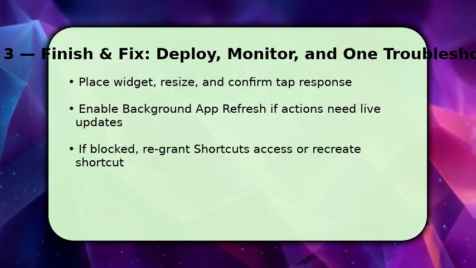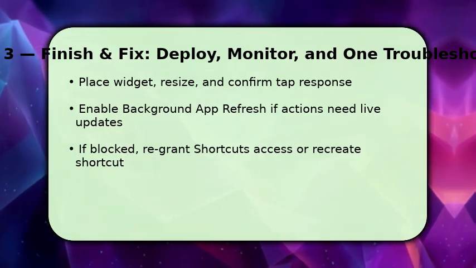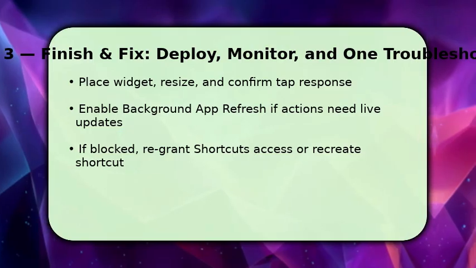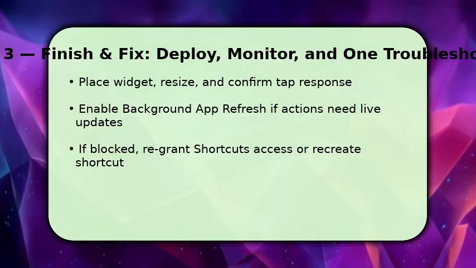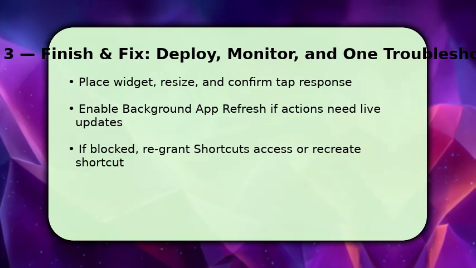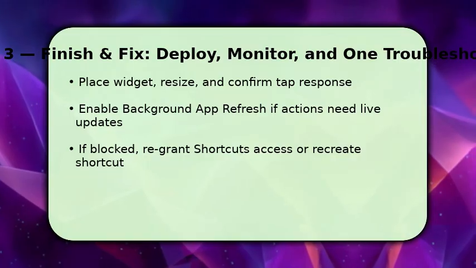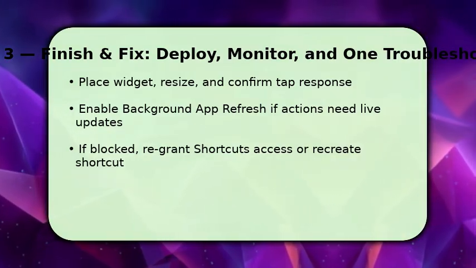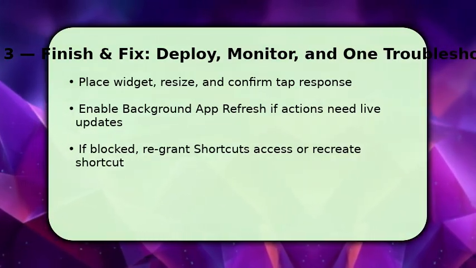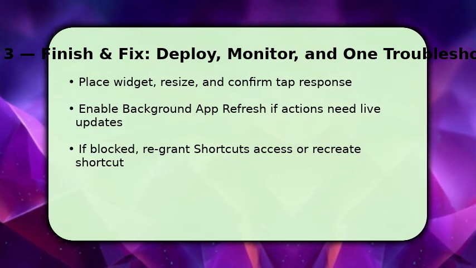Once done, enable background app refresh for Launcher when actions require updates and lock orientation or focus exemptions as needed. If something goes wrong, recheck shortcuts permissions and recreate the shortcut from scratch. This often clears stale entitlements. And remember, if system prompts appear, allow them so the flow stays uninterrupted and reliable.